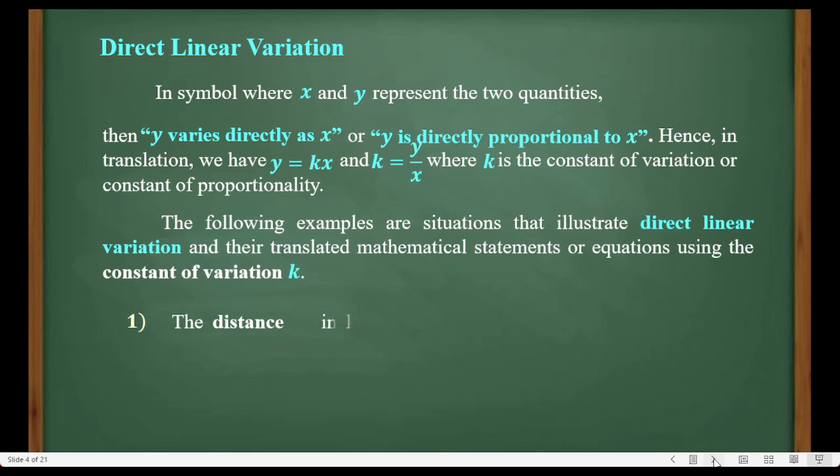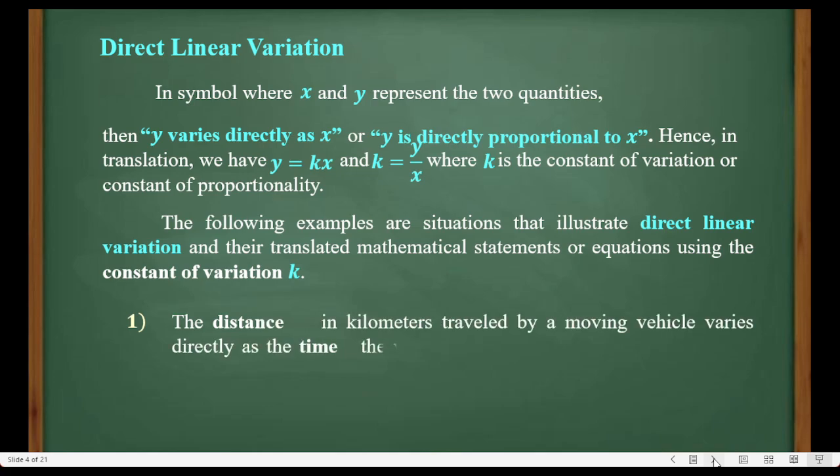Number 1. The distance in kilometers traveled by a moving vehicle varies directly as the time the vehicle has been traveling. So for us to translate this situation into a mathematical equation, we need to represent the involved quantities by symbols. The distance here can be represented by the small letter d, since the word distance starts with d. Another quantity involved in this situation is the time, which is denoted by t, since t is the letter that starts the word time.